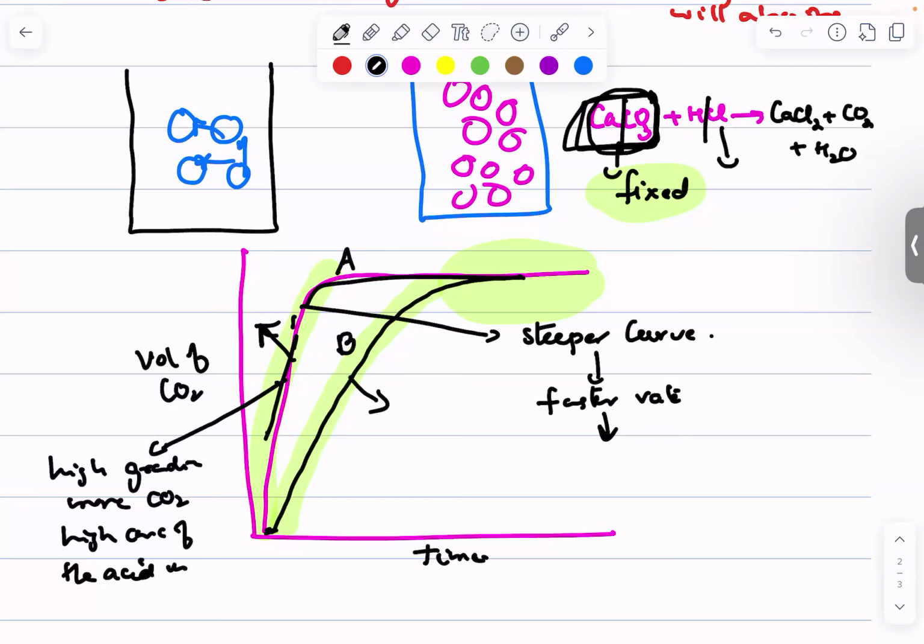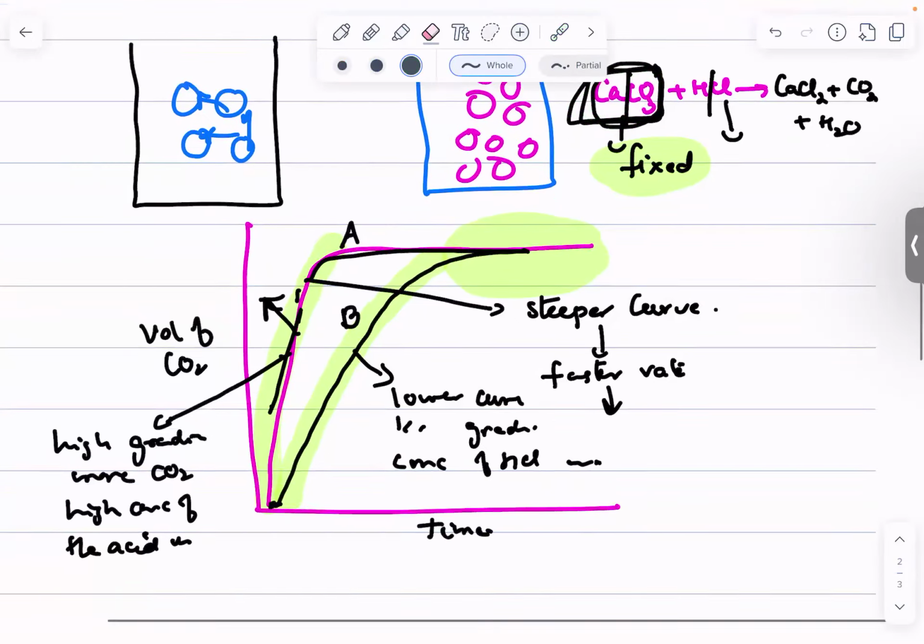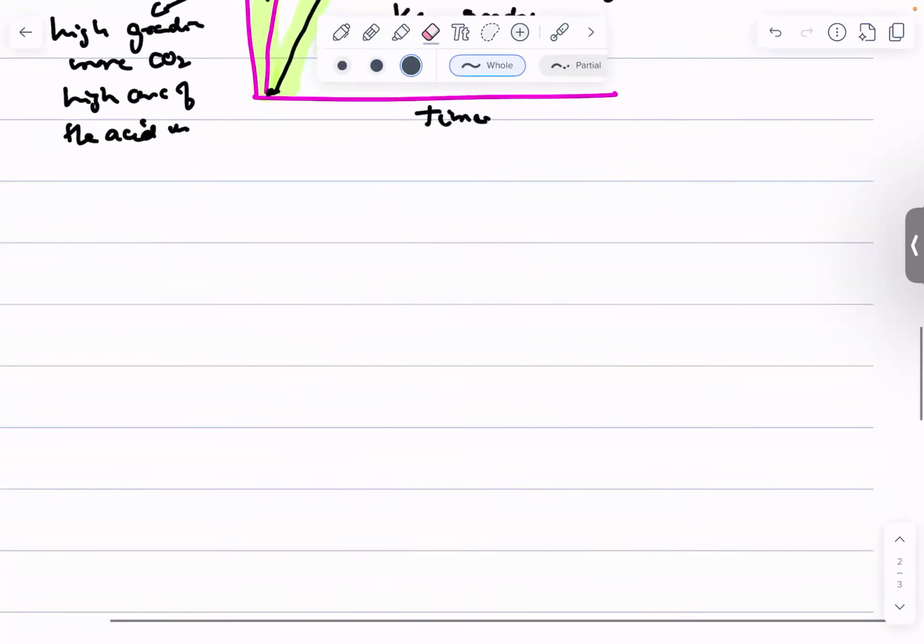Then the lower curve has a lower gradient. That means that the concentration of the HCl was lower. But because the amount of calcium carbonate was fixed, the volume produced would be the same towards the end. I hope it's clear. Should we go further along?